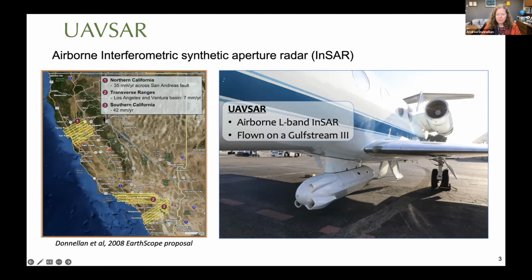This is the radar pod mounted on the belly of a Gulfstream 3 aircraft. It looks sideways, so we see line of sight motion at a 45 degree angle, plus or minus, I don't know, 23 degrees. By being on an aircraft instead of in space, we have some advantages in that it's configurable. We can tailor our flight tracks, and it's higher resolution. So the resolution is about 7 meters on the ground. NISAR, of course, will be systematic and cover the globe, so it will have its own advantages.